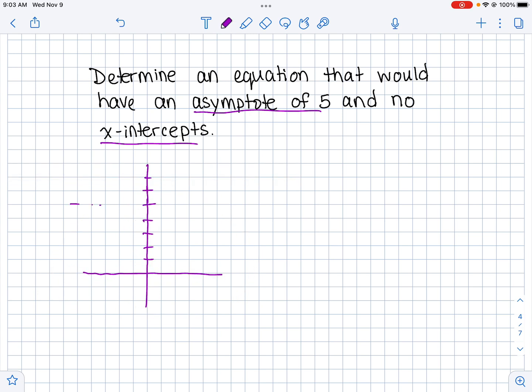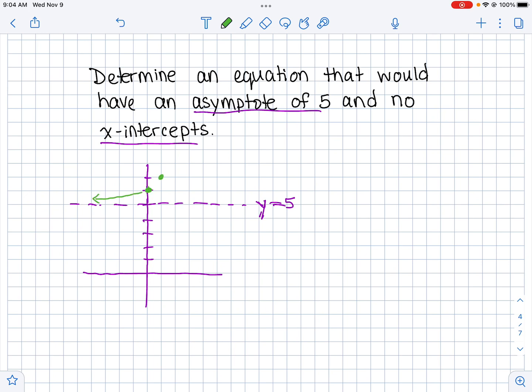Okay, so I've got an asymptote here at y equals 5. And I don't want it to have any x-intercepts. So I don't want my graph to go this way because it's going to have an x-intercept. So I'll need my graph to look something like this, or it could be a decreasing function. It doesn't really matter, as long as it's on the top, above the asymptote. So I'm just going to do an easy one. Why not?